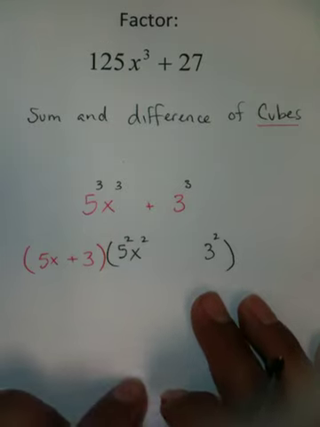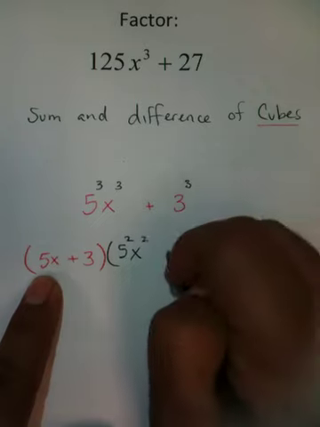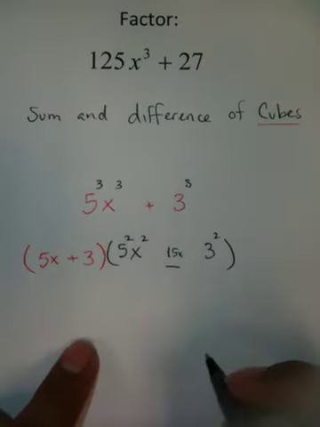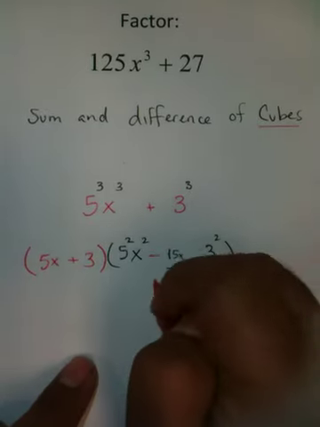Now, the middle term is a combination of these 2 terms multiplied together. So you're going to get 15x in the very middle of this trinomial. What most people tend to forget is the negative sign that goes right here.